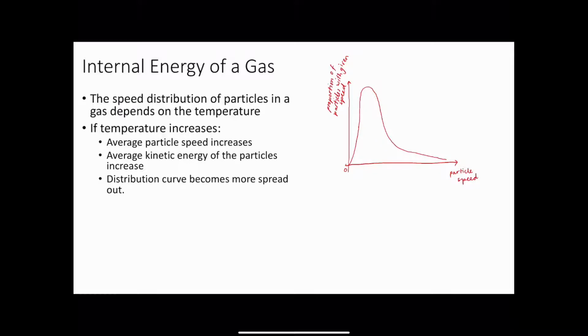If we increase the temperature to, let's say, 500 Kelvin, so this is for 200 Kelvin, if we now do it for 500, we'd expect a more spread out distribution of particles. Something maybe like that. And that's for 500 Kelvin.